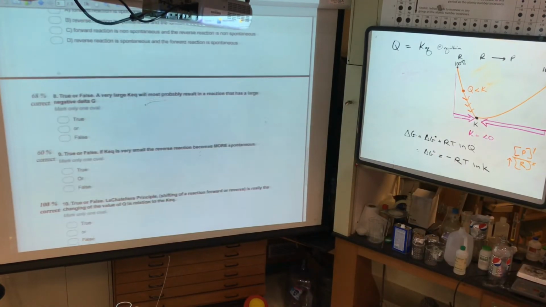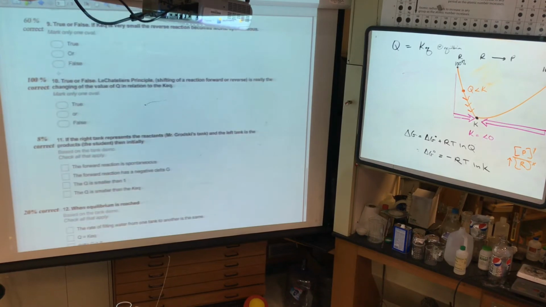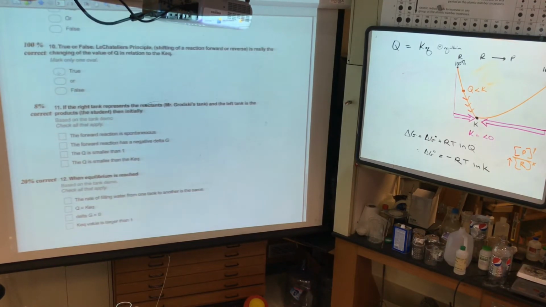Now, moving forward, number 9, true or false? If Keq is very small, the reverse, I think I just did this one. Yeah, the reverse reaction. So Keq is very small, the reverse has a better pathway. That's what it's showing you. True. Only 60% got that right. 100%, hey, you should go over it.